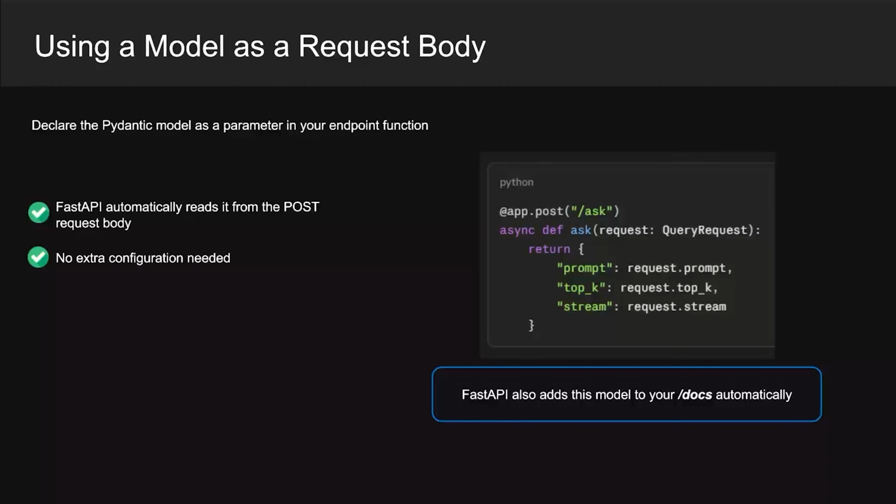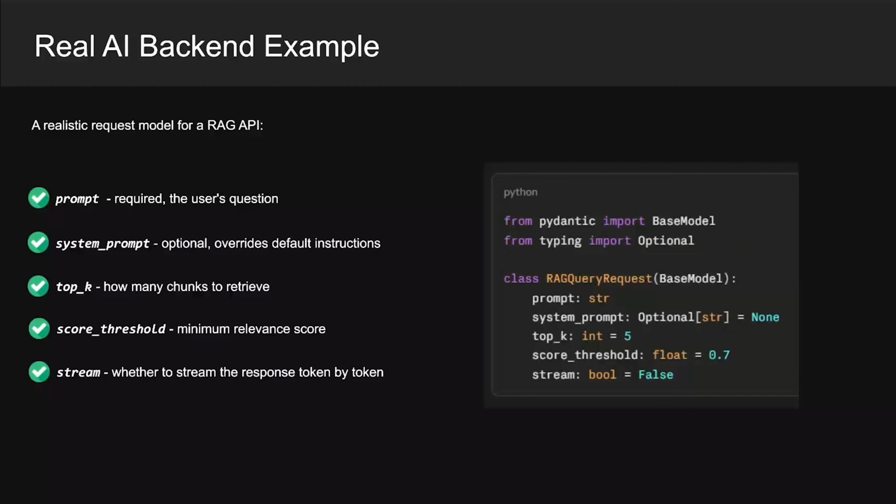Look at the /ask endpoint. The request parameter is of type query request. FastAPI handles everything, parsing the JSON body, validating each field, and making the data available through the request object. And because FastAPI knows the model shape, it also adds the full input schema to your /docs automatically. So, let's look at a more realistic example.